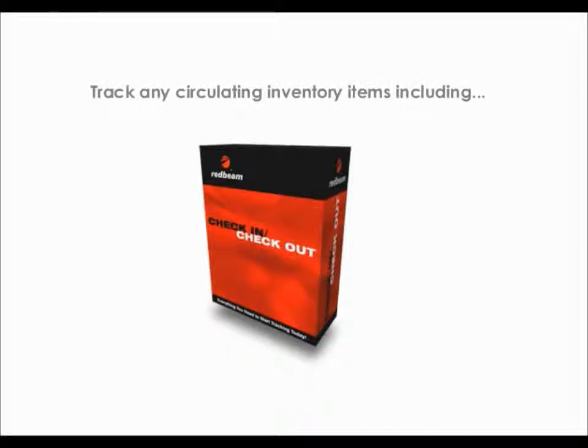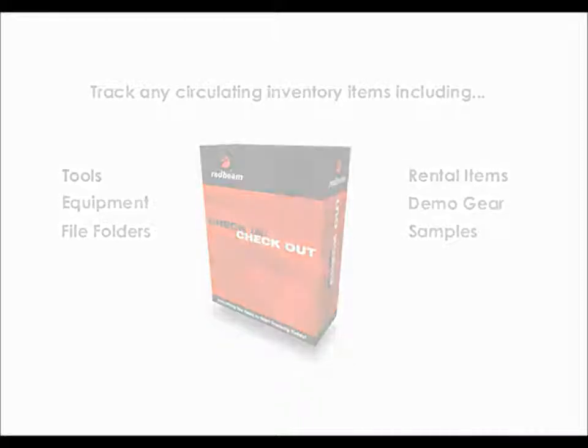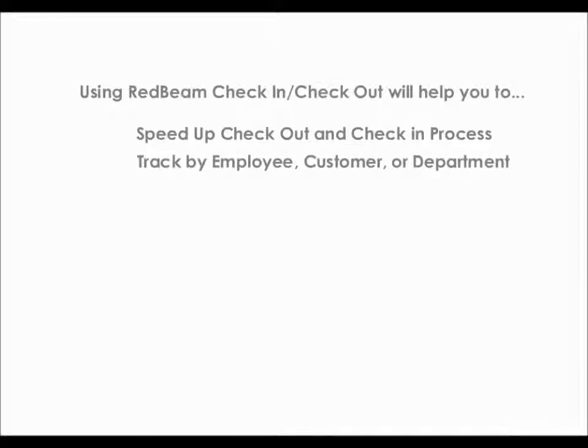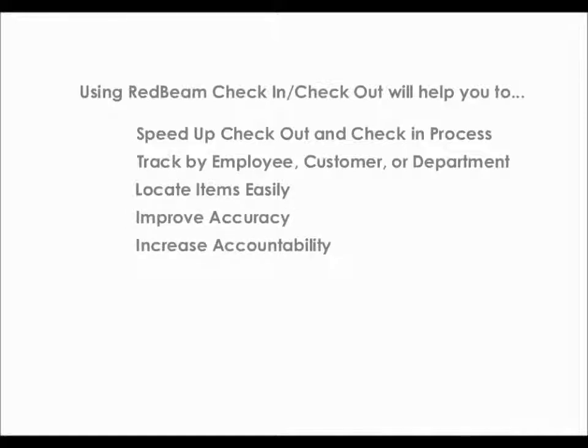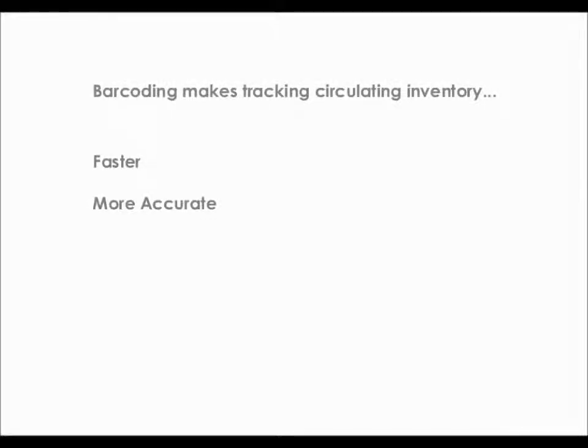With RedBeam Check-in Checkout, you can track any circulating inventory items including tools and equipment, file folders such as legal or medical files, rental items and demo gear, or sample items such as laboratory or product samples. Using RedBeam Check-in Checkout will help you to speed up the check-in and checkout process, track by employee, customer, or department, locate items easily, improve accuracy, increase accountability, calculate rental and overdue fees, notify users of items overdue, and track item usage. Barcoding makes tracking circulating inventory faster and more accurate.